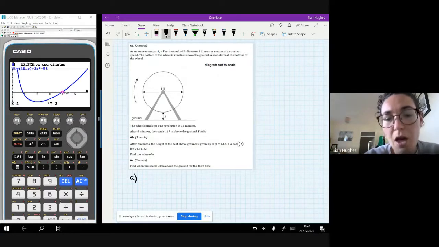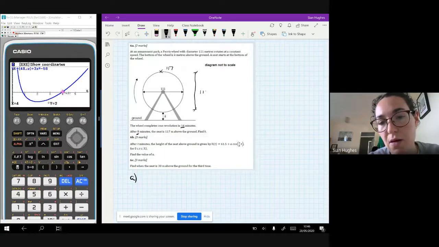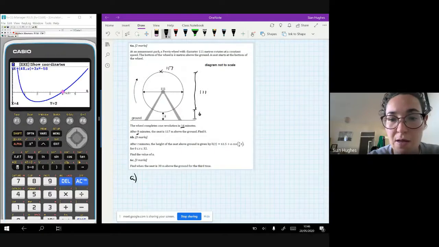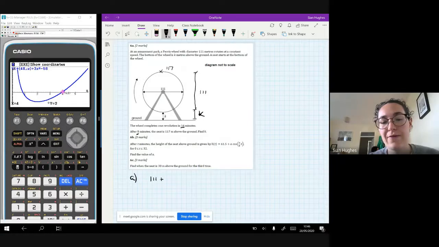So the important bit here is that this is 8 minutes, not some random time in minutes, but 8. And that means it's exactly half of doing the full revolution. So it means it must have reached 117 halfway round its rotation, so when it's right at the top. And since this distance is the diameter, 111, and this is K, it means we can say that 111 plus K is 117, so K is 6.